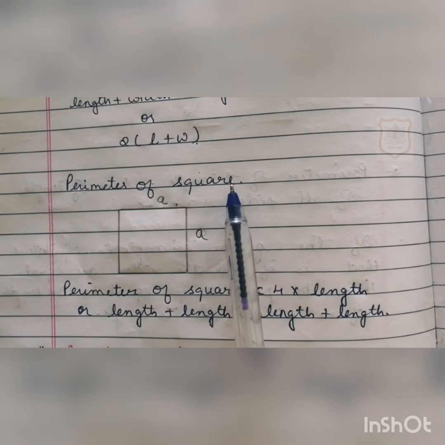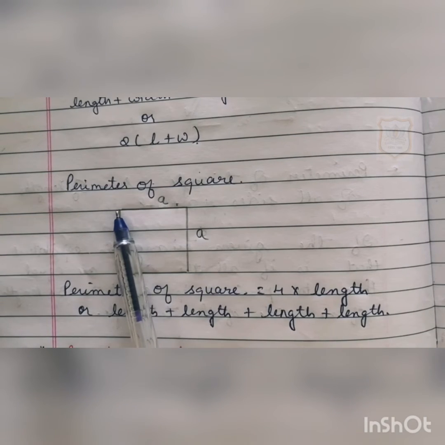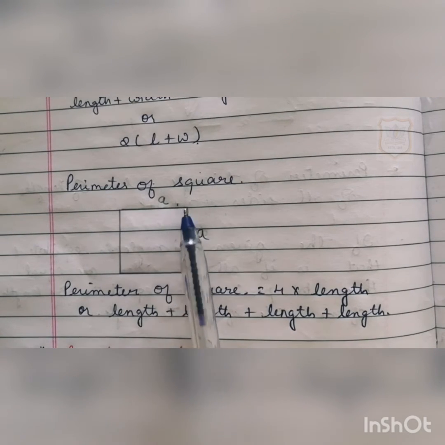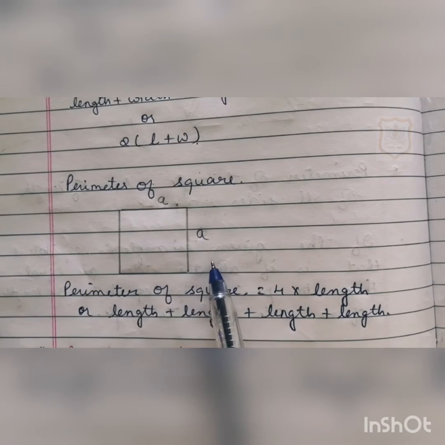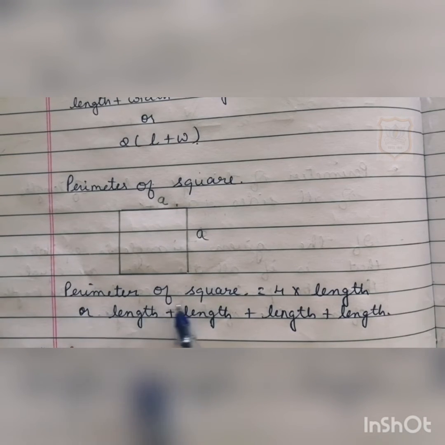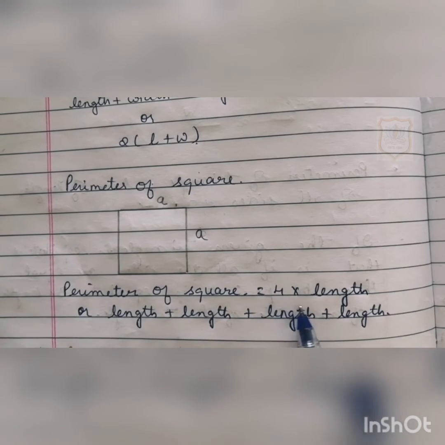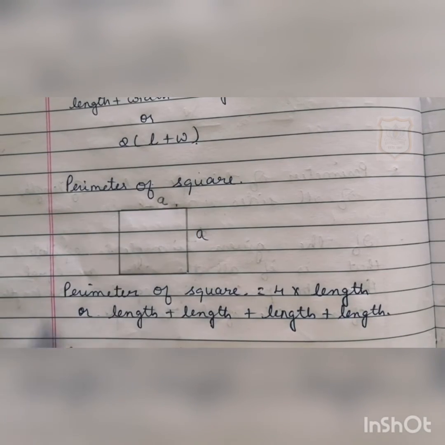Now perimeter of a square. A square has all four sides equal. So you can see the length and breadth have the same length. So the perimeter of a square will be 4 multiplied by length, because length plus length plus length plus length is 4 length. So we will write 4 into length.